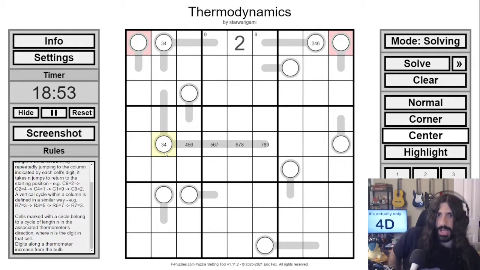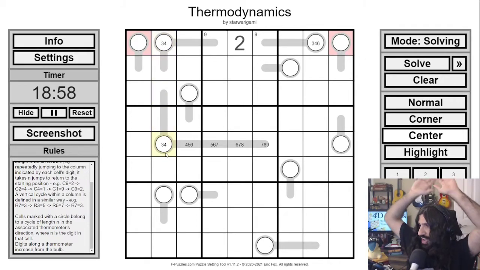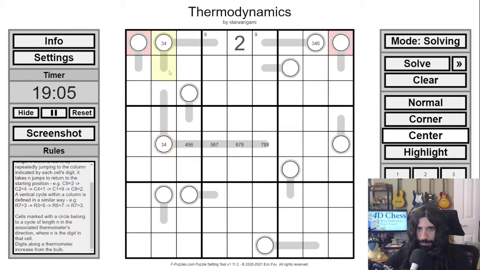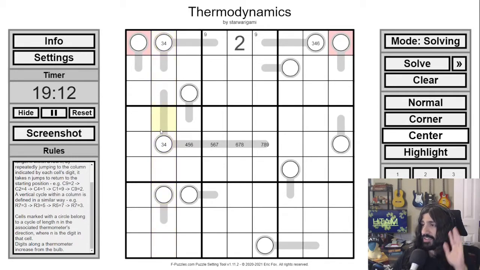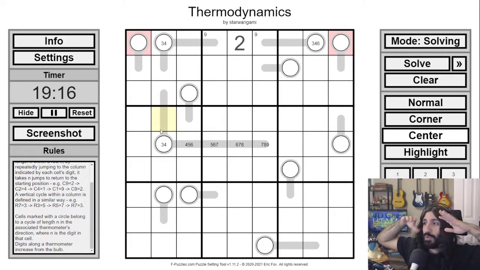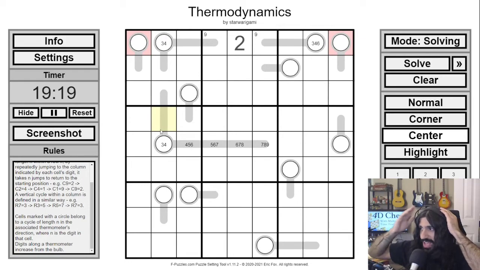Oh, wait, does it? Hold on. Okay, so because these two squares can't be the same... okay, we found it. I think we found it, right? So this and this are going to be a 3 and a 4, which means that between them they cover 7 of the cells in this column, which belong to vertical cycles. The last 2 has to be a cycle of length 1, which can't happen.